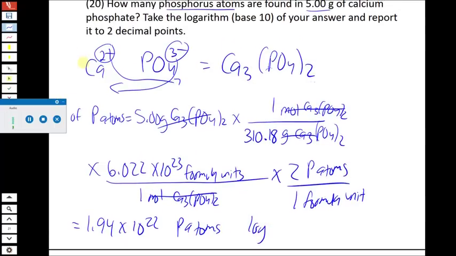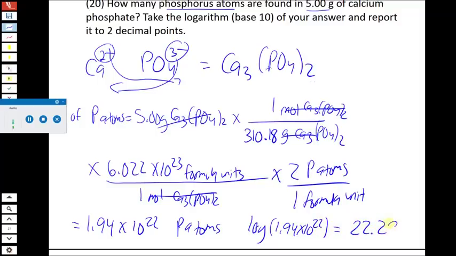As is often the case on Blackboard, we ask you to take the log of these larger numbers instead of typing them in directly. So the log of that number is 22.29.